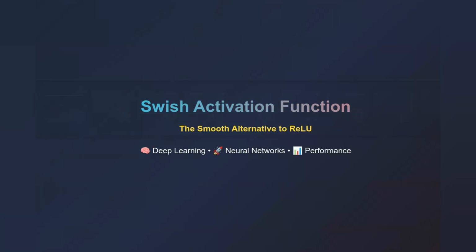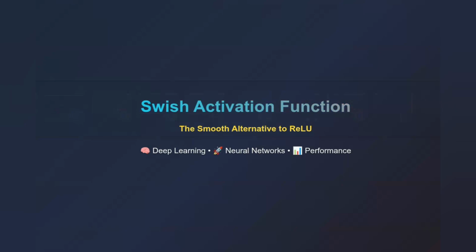Today, we're diving deep into one of the most interesting activation functions in deep learning, the Swish activation function. If you've been wondering whether you should switch from ReLU to something more powerful, this video is for you. By the end of this video, you'll understand exactly what Swish is, why Google created it, and when you should use it in your own neural networks.